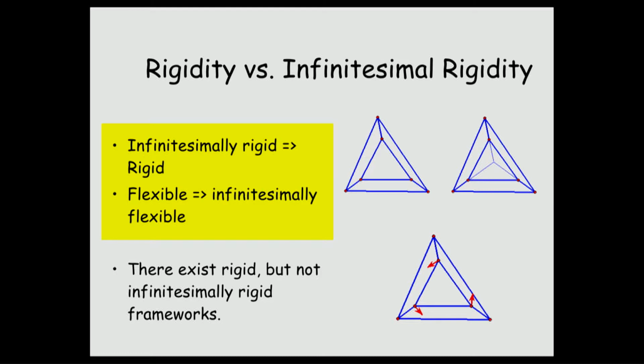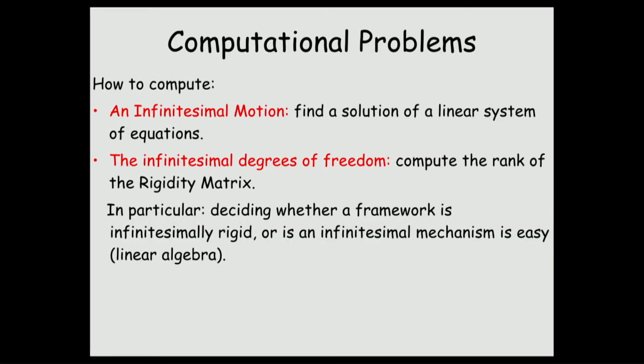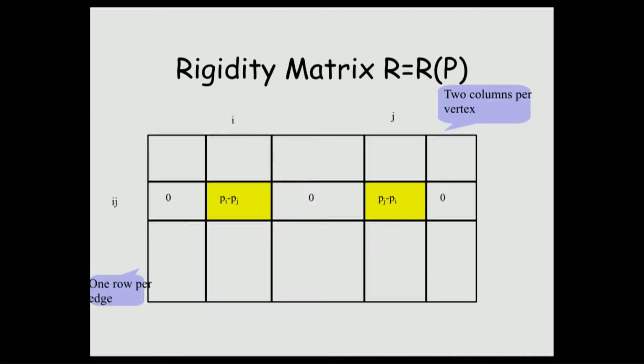And there exist rigid but not infinitesimally rigid frameworks. So for instance, this one, in a particular realization where these edges meet in one point, is rigid but has an infinitesimal deformation, an infinitesimal velocity assignment. Now, computationally speaking, we are on better terrain. To compute infinitesimal motions, we find solutions to a linear system. It's much easier to compute. To compute infinitesimal degrees of freedom, we compute the rank of the rigidity matrix, which is the next object.